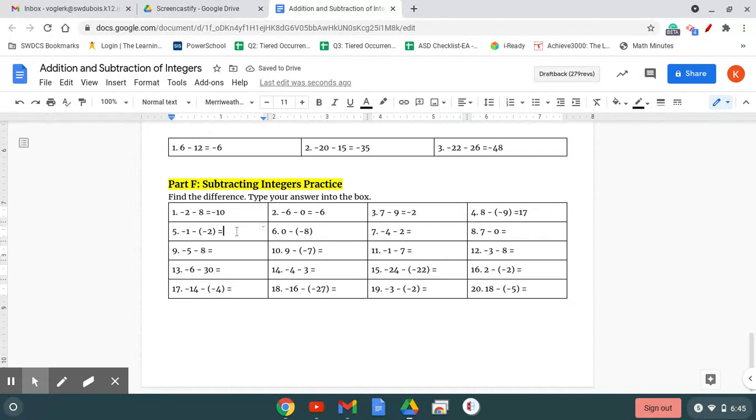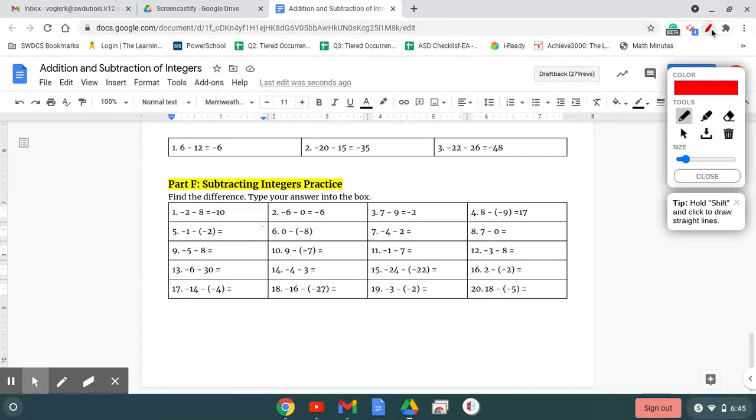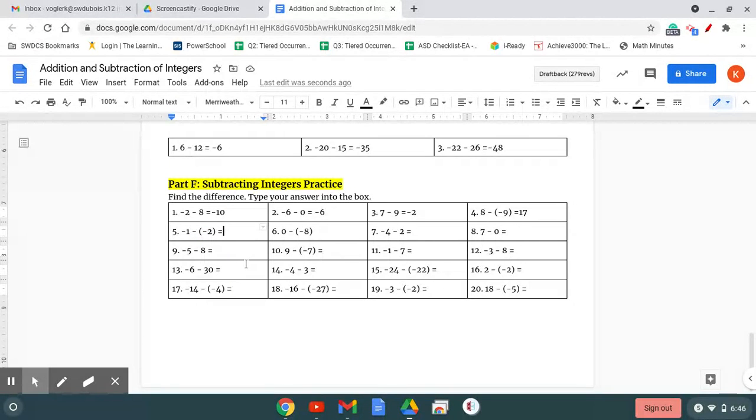All right, number 5. Go ahead and try that one on your own. Okay, so this is just like our other one. 2 negative signs right next to each other touching. Turn those into a positive. So now we have negative 1 plus 2. So we have a negative and a positive, different signs. Subtract and keep the sign of the bigger number. So 2 minus 1 is 1. And then we had a positive in front of this 2. 2 is a bigger number and 2 is positive, so positive 1.